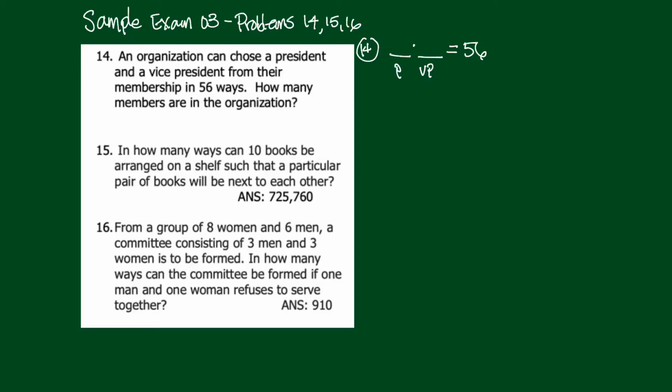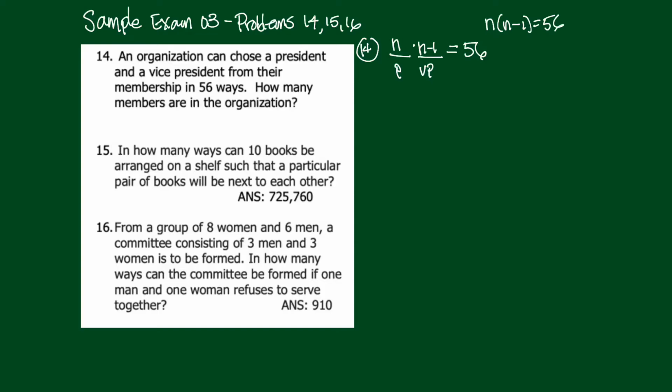Well, let's see. We don't know how many. Let's call it N. There's N number of people in this organization. So how many people do we have to choose from for president? Well, that would be N. And then how many for vice president? That would be 1 less, N minus 1. So what we know is that N times N minus 1 is 56.